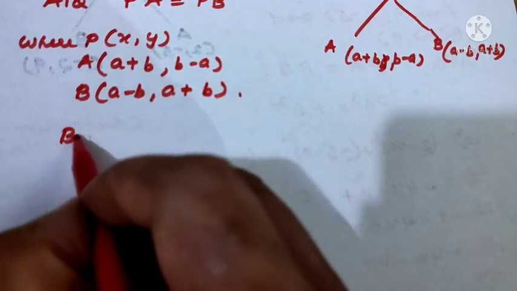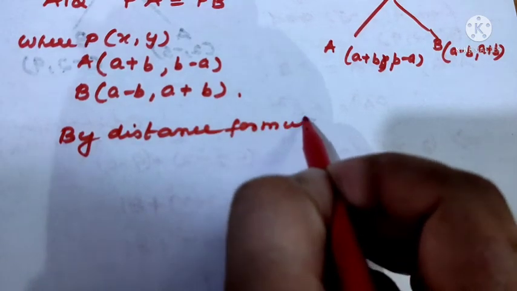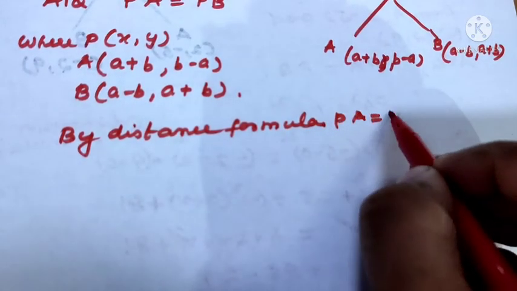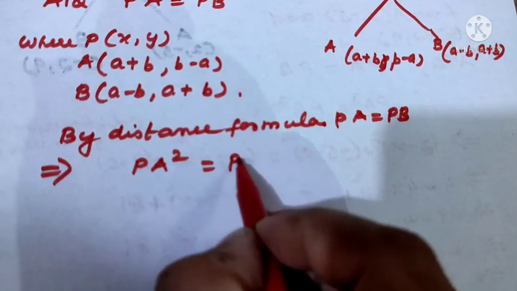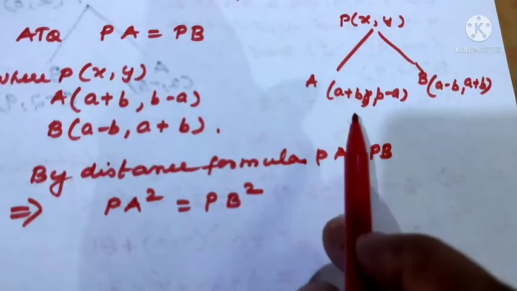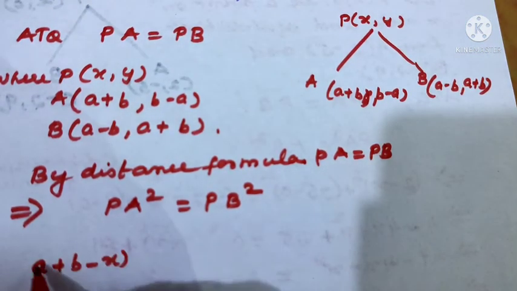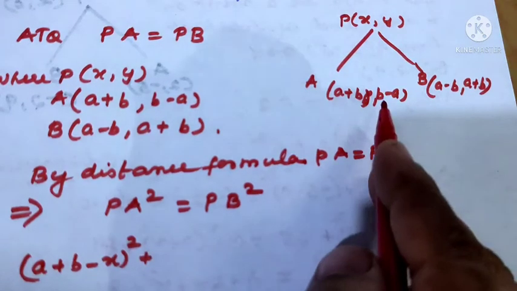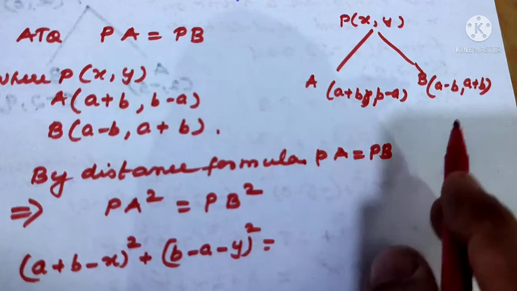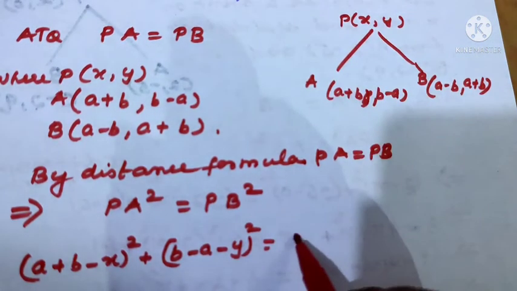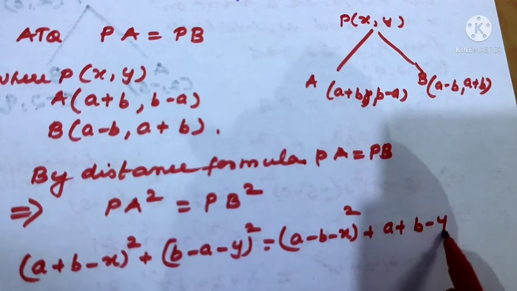By distance formula, PA equal to PB implies PA square equal to PB square. Now from the diagram it should be written easily, (a plus b minus x) whole square plus (b minus a minus y) whole square equal to PB square, (a minus b minus x) whole square plus (a plus b minus y) whole square.